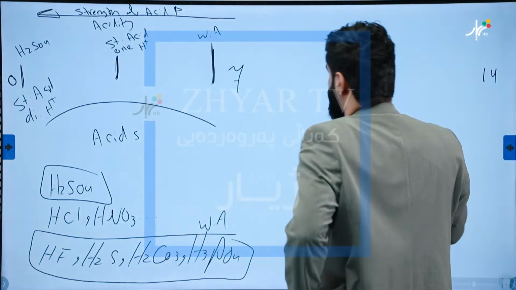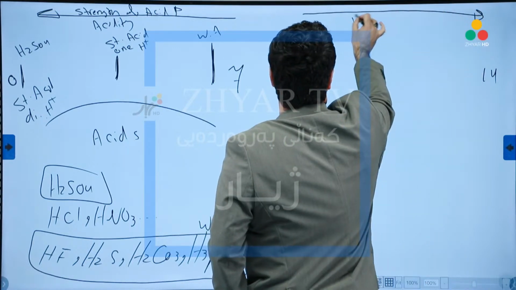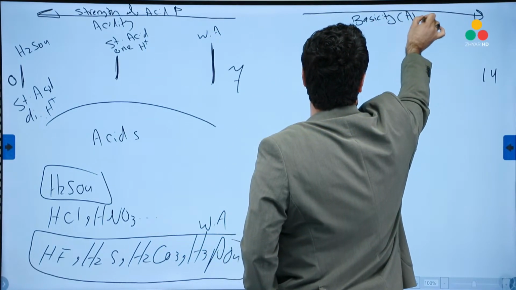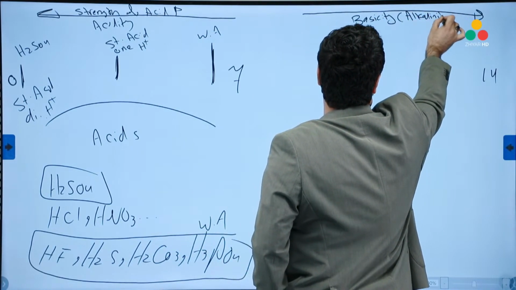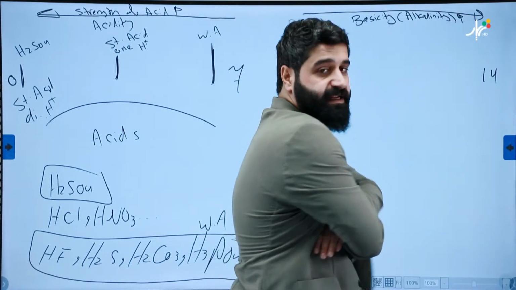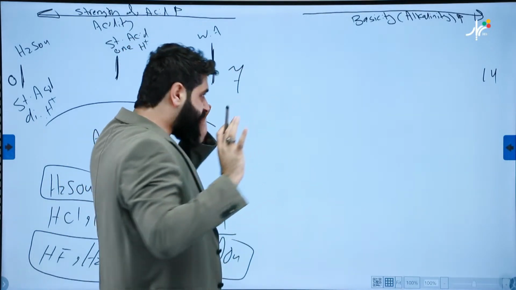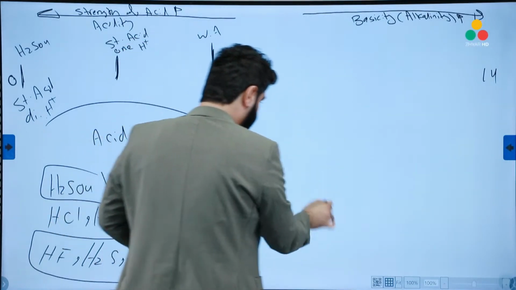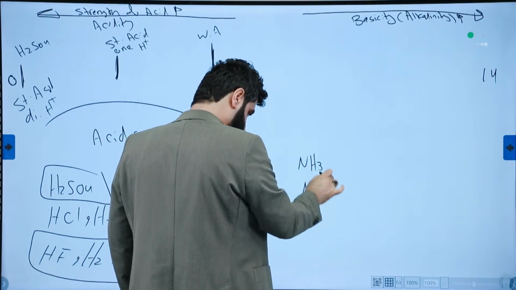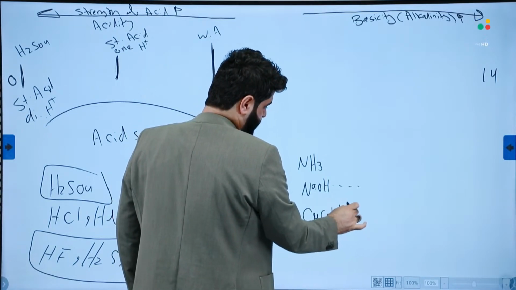How about the bases? For the bases, as the pH value increases, basicity or alkalinity increases. Bases again are ranged between 7 and 14. We have the following bases: NH3, NaOH and the family, Ca(OH)2 and the family.